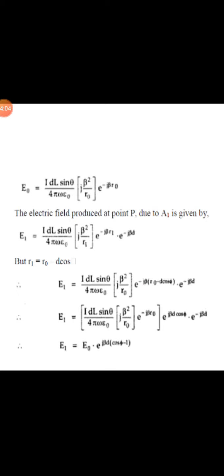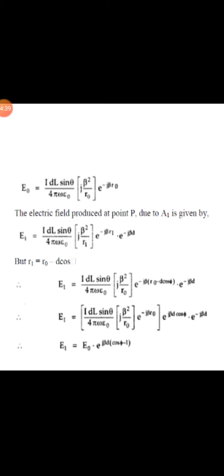So, E1 is equal to I dl sin theta divided by 4 pi omega epsilon naught into j beta squared by R0 into e power minus j beta R0 into e power j beta d cos psi into e power minus j beta d. So, the entire term which is given in this bracket can be written as E0. So, E1 now becomes E1 equal to E0 into e power j beta d (cos psi minus 1).